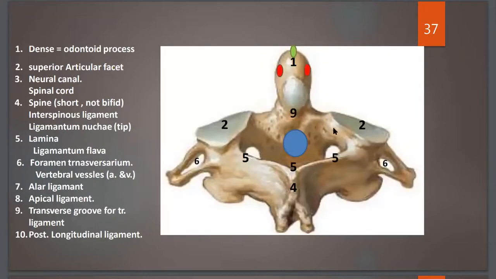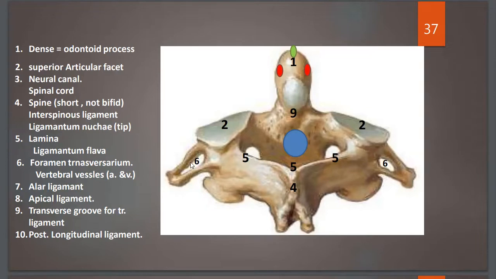Now see here, this is the labeled picture. Number 1 is actually showing the dens, also called as odontoid process. This is the superior articular facet to form atlantoaxial joint. This area is the vertebral foramen for the passage of spinal cord, also called as neural canal. This is spine which is short and not so much bifid. In this area you will see the attachment of interspinous ligament. Tip is giving attachment to ligamentum nuchae. These are the laminae. Between the laminae we will see the attachment of ligamentum flava.